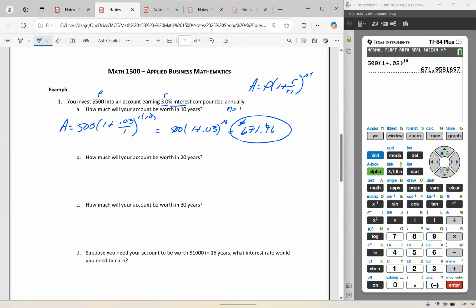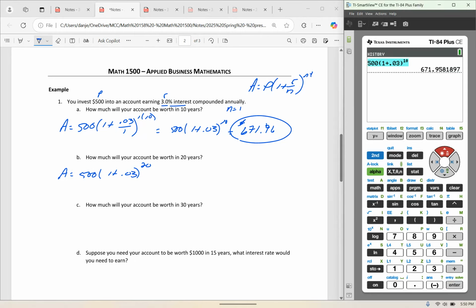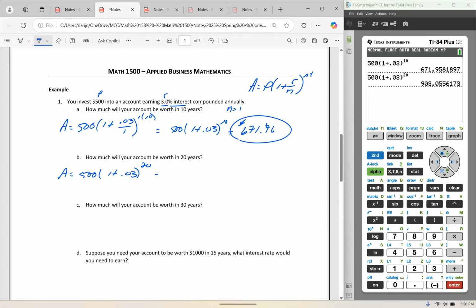Little pet peeve of mine, please make sure that you put the dollar sign in front of the number. To know how much my account will be worth in 20 years, 1 plus 0.03 to the 20th is the only change I need to make. So on the calculator, remember, I can cursor up to the previous entry that I want, press enter, and then I can backspace and change the 10 to a 20. And after 20 years, my investment is worth $903.06.